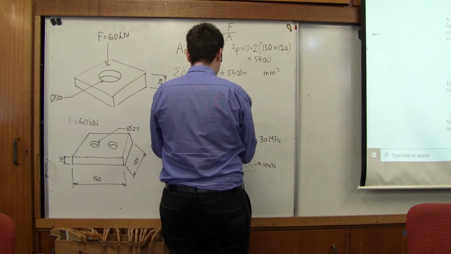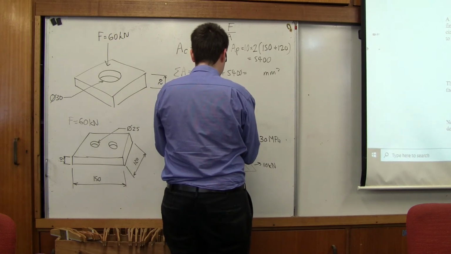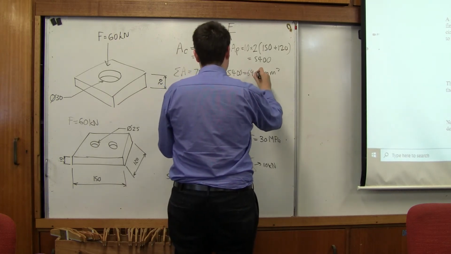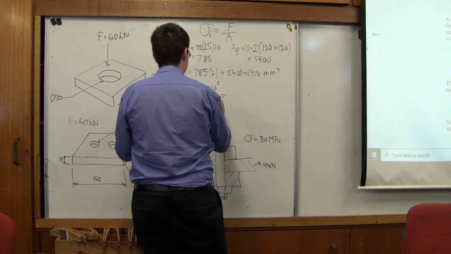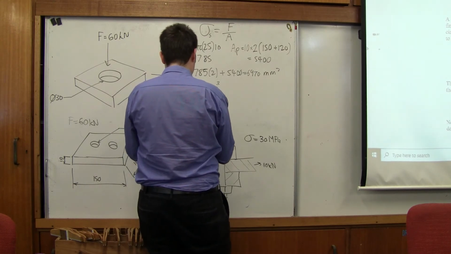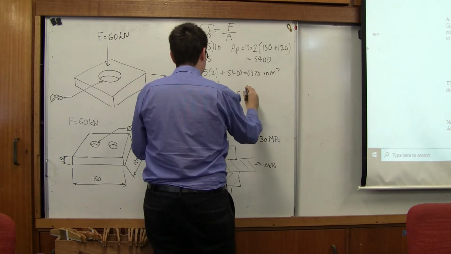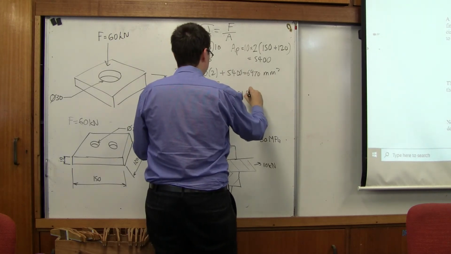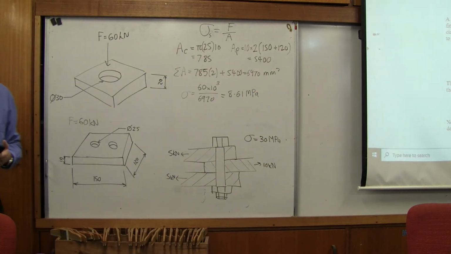785 times 2 plus 5400 equals 6970. 61230 zeros divided by 6970 equals 8.61 megapascals. Yep, so we've got the same thing.